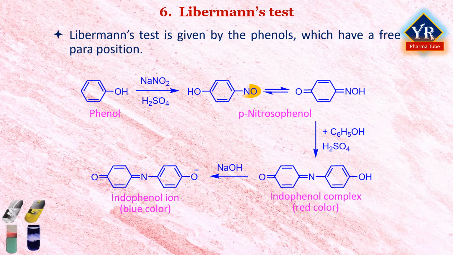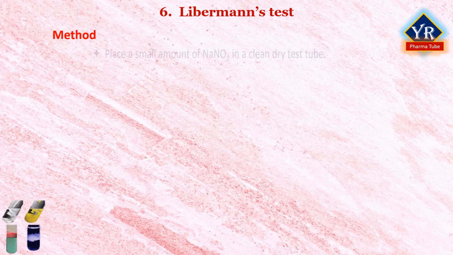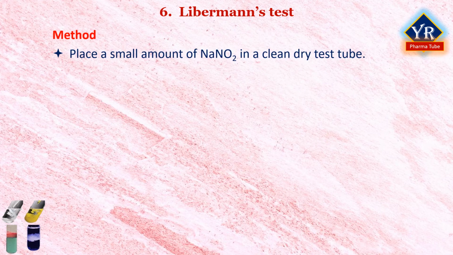Nitrous acid reacts with phenol and gives para-nitrosophenol. This para-nitrosophenol in excess of phenol and on dilution gives indophenol complex, which is red in color. When indophenol complex reacts with a strong alkali such as sodium hydroxide, it forms a blue colored indophenol anion as shown in the reactions here. Method: place a small amount of sodium nitrite crystals in a clean dry test tube.